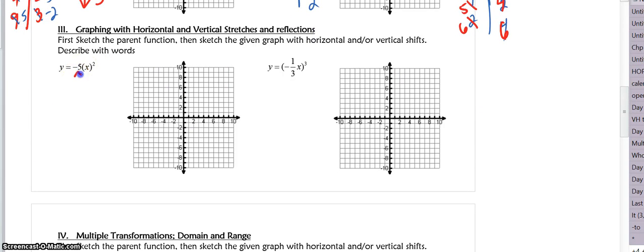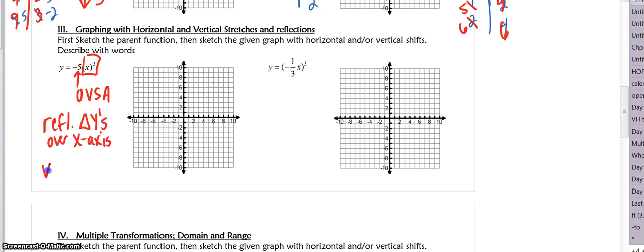So let's just talk about what happens there. These are both on the outside of the parent function, so that means they're vertical, and it's the same as what we expect. That negative, remember, whenever you see a negative is a reflection. If it's on the outside, it means I'm changing my y's. So if I change my y's, it's going to be a reflection over the x-axis. So all I'm going to do is multiply all of my y's by a -1.